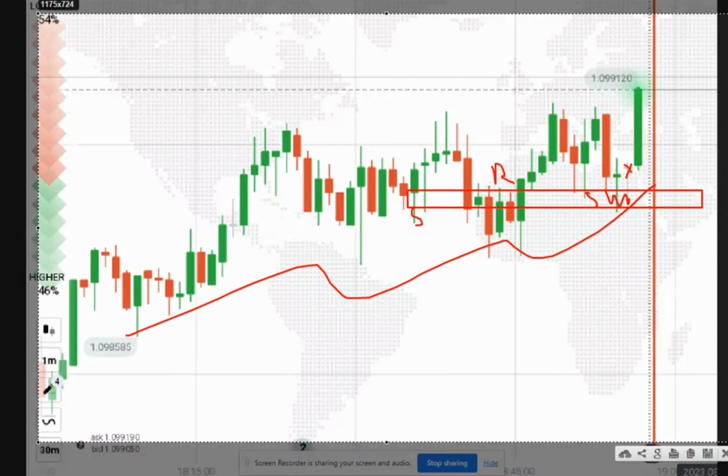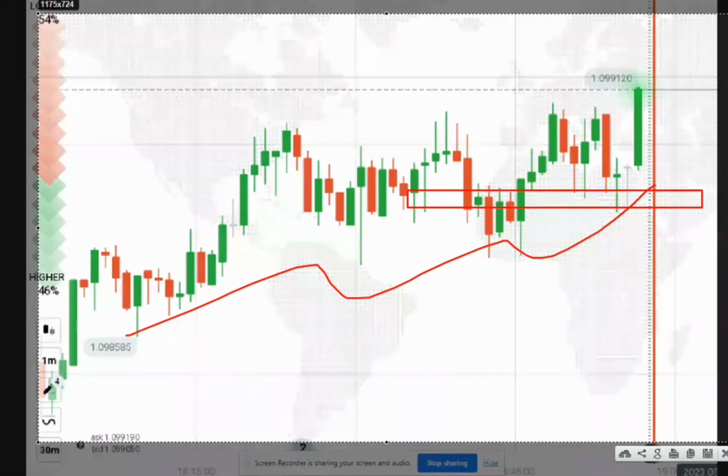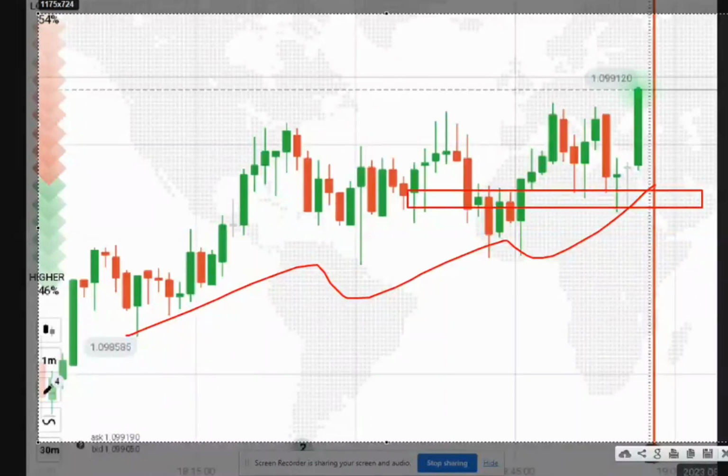So the third confluence I would consider for going with buyers on the next candle is the candlestick itself, like a bullish candle. In this kind of situation, a strong bullish candle, not as weak as the previous one, not as weak as some of these bullish candles.